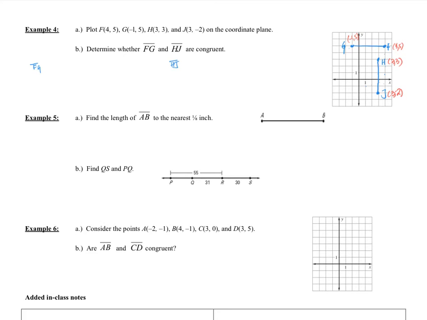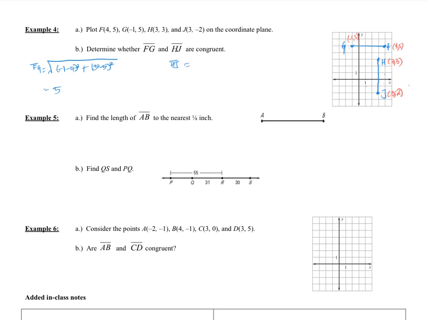Example 4. Plot the following points on the coordinate plane. So I already did that for you. And part B, determine whether segment FG and HJ are congruent. So we need to use the distance formula. So for segment FG, take -1, subtract 4, square it, plus 5 minus 5, square it, and you should get 5.